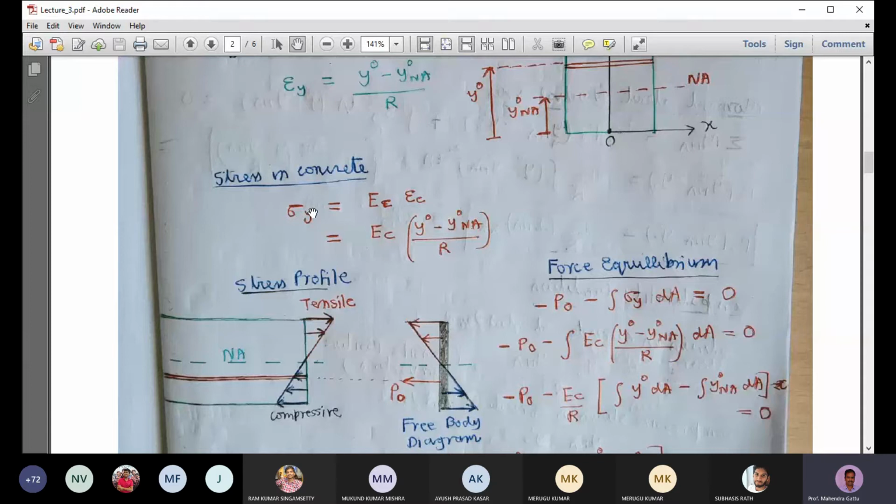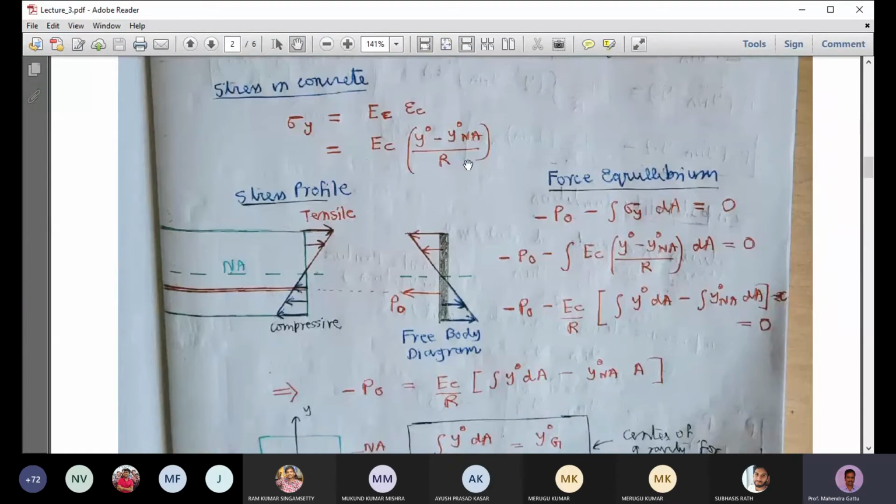And then we can find the stress values. What is the stress? Sigma is equal to E epsilon. So sigma y is equal to E concrete times epsilon concrete. So E concrete times strain, which is (y minus y na) by r. So this is the stress in concrete.